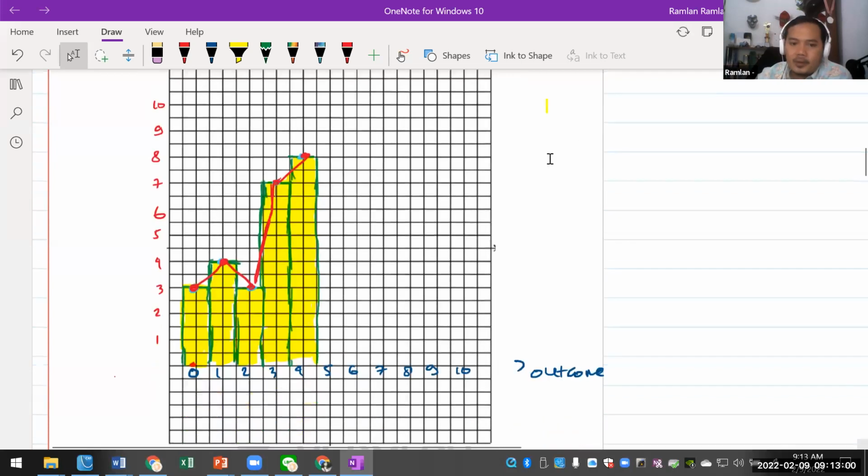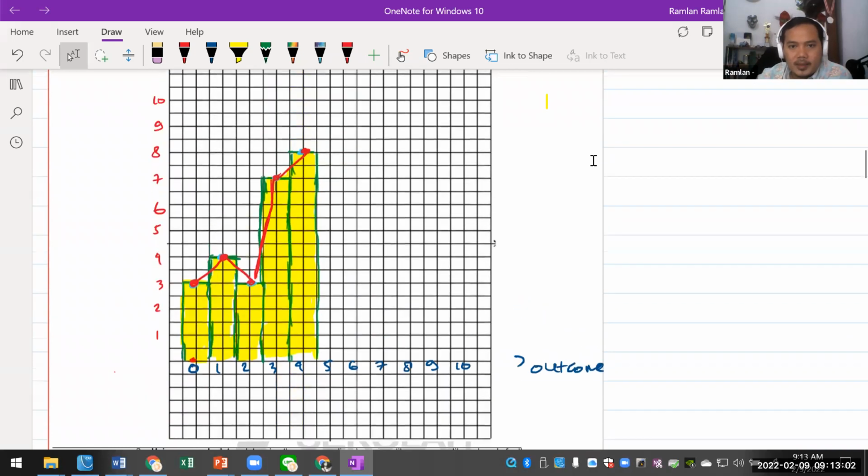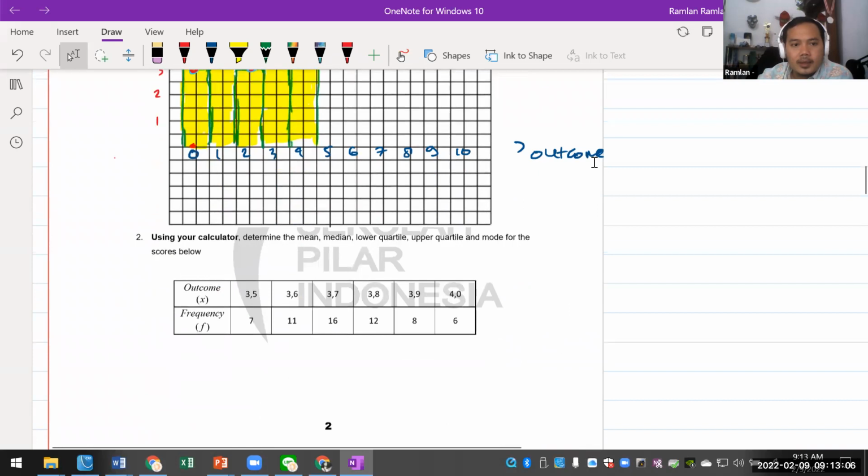Let's continue. Okay, now let's go to number 2. So number 2, guys, actually you can use a calculator and you can also use a spreadsheet or Microsoft Excel. Maybe I'm going to make a video tutorial on how to do it. Maybe not now, because it's a bit hard for me to show. I'll use a video tutorial later, I'll make it later.